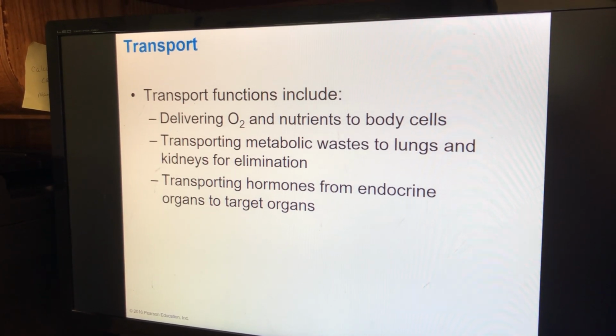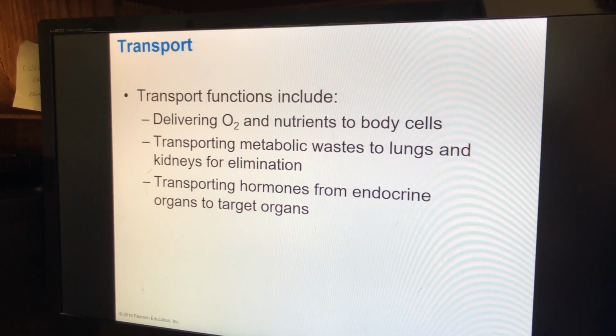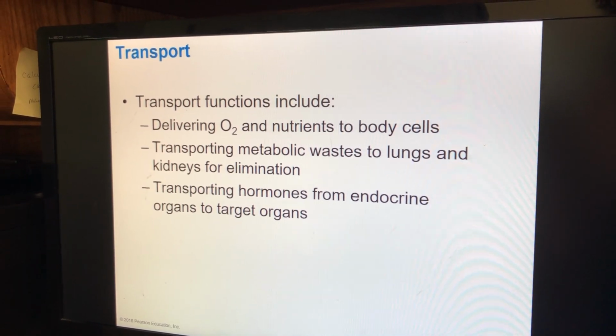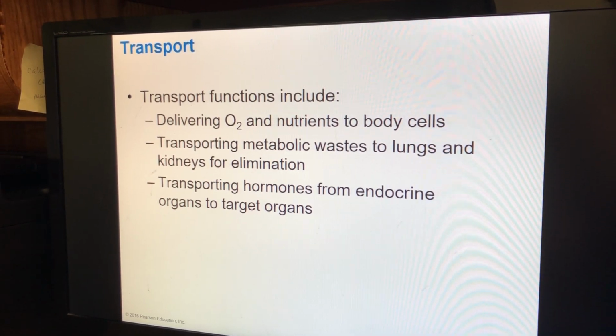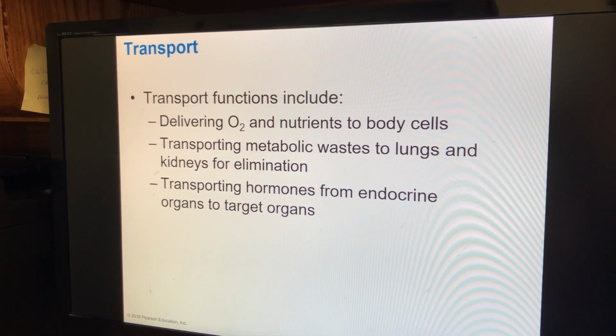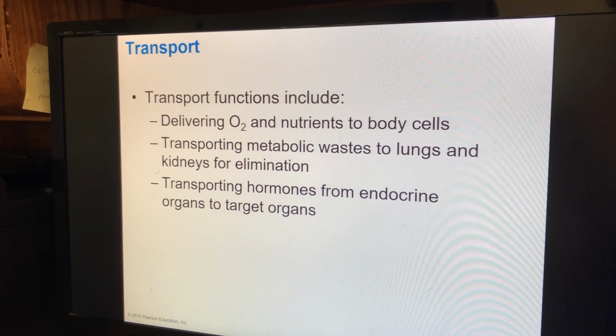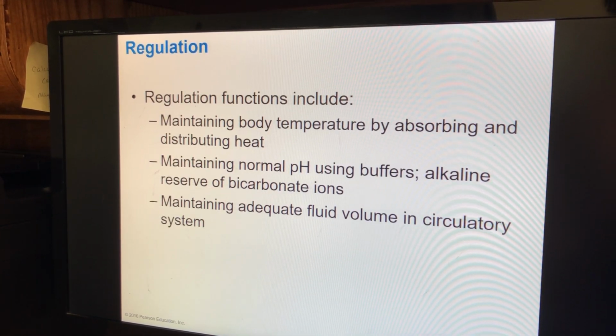So transporting is pretty straightforward. It's going to transport oxygen to every cell in the body. It's going to get rid of the waste products, which for the most part is carbon dioxide. In addition to that, it's going to transport nutrients and hormones to all the cells in your body.